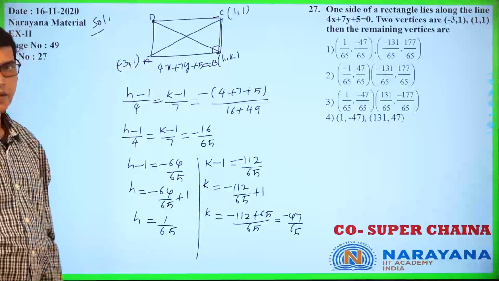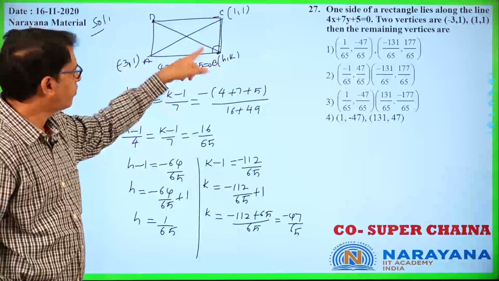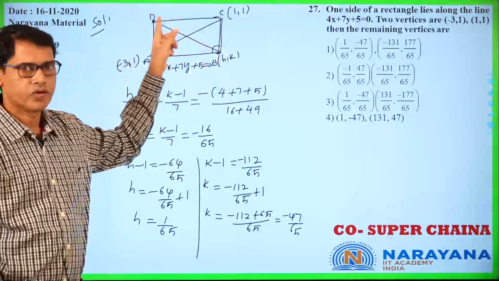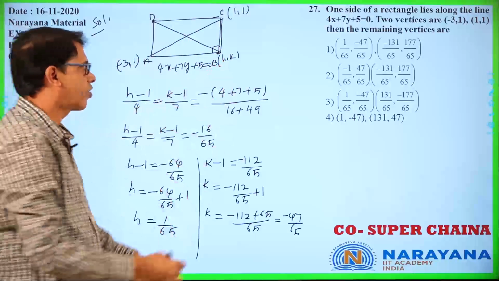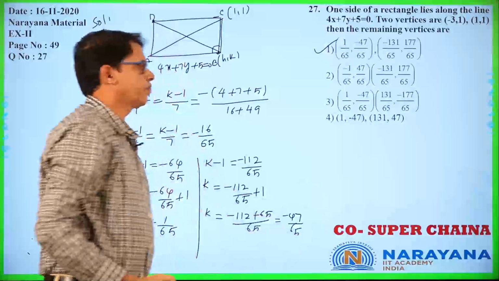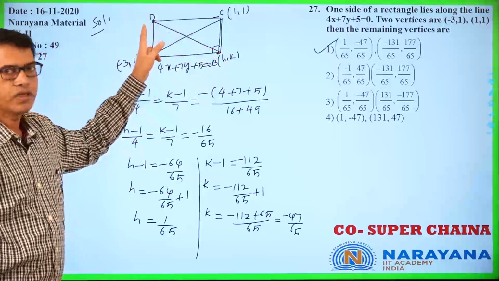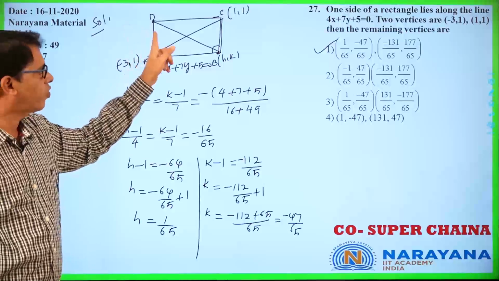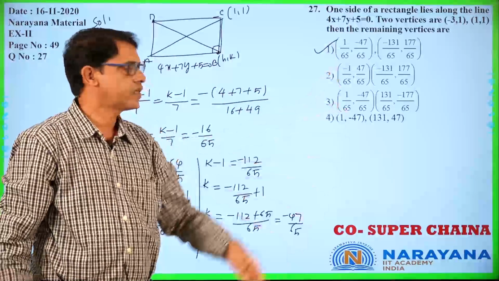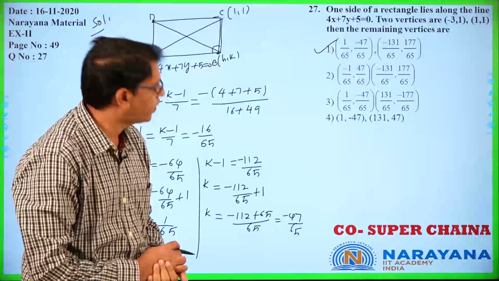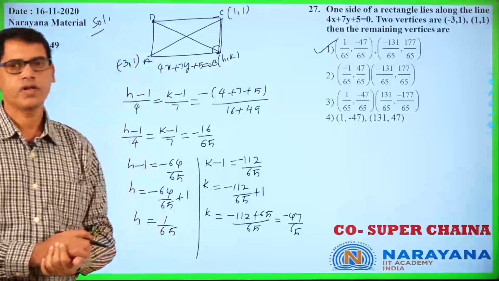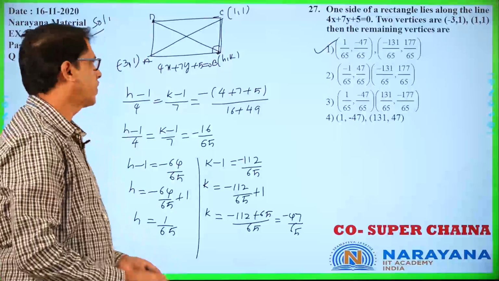They bisect each other. Midpoint of AC equal to midpoint of BD. Okay? After finding these B coordinates, then midpoint of AC equal to midpoint of BD. So you can find the D coordinates. They will be minus 131 upon 65, comma 177 upon 65. Next one.